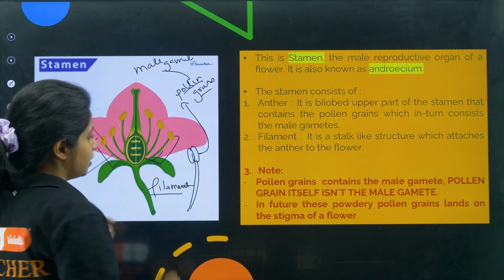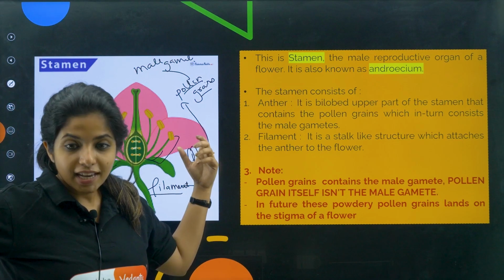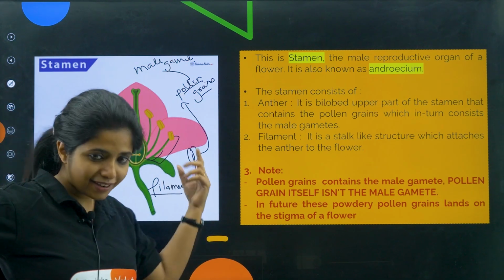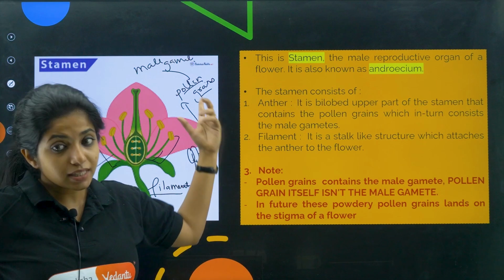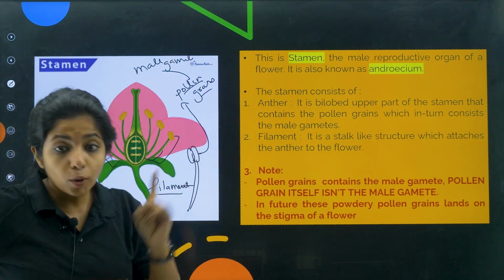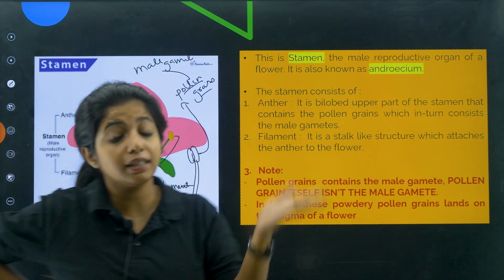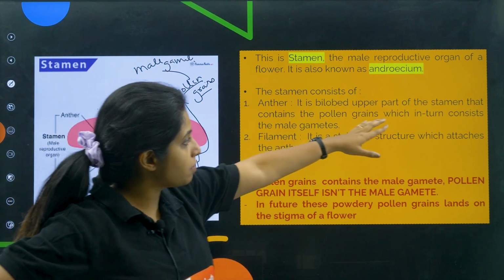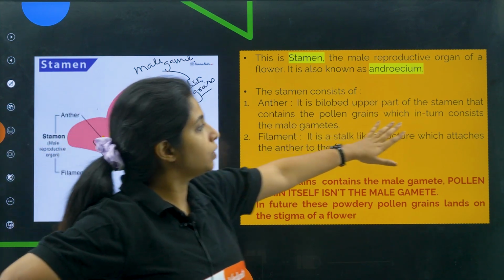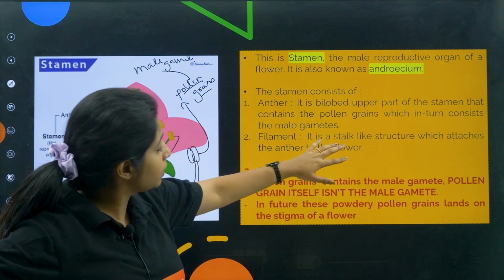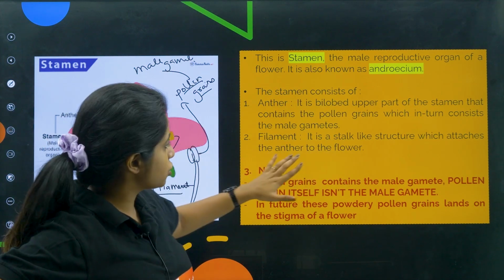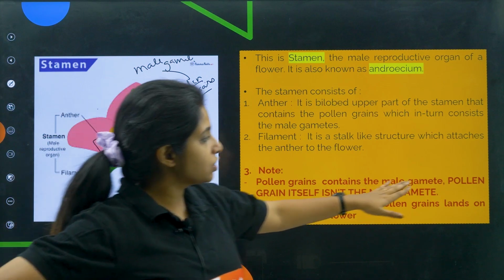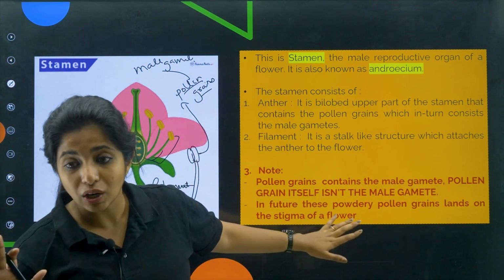Remember again. There it was ovary, inside the ovary it was ovule, inside the ovule it was the female gamete. Here it is the anther, inside the anther you have pollen grains, and inside the pollen grains you have the male gamete. Pollen grains themselves are not the male gamete, they carry the male gametes. Please remember that. The anther is the bilobed upper part of the stamen that contains the pollen grains, which in turn consist of the male gametes. The filament is a stalk-like structure that attaches the anther to the flower.